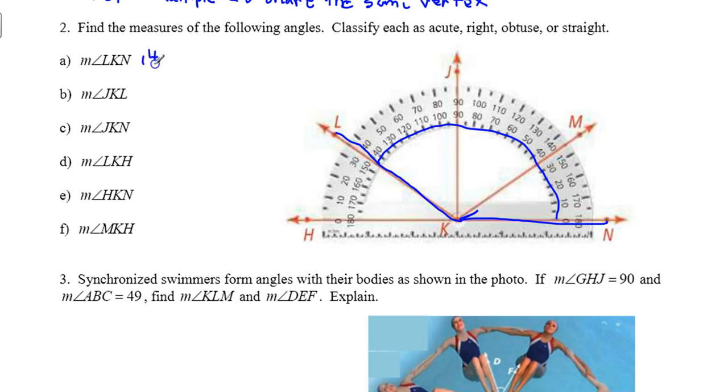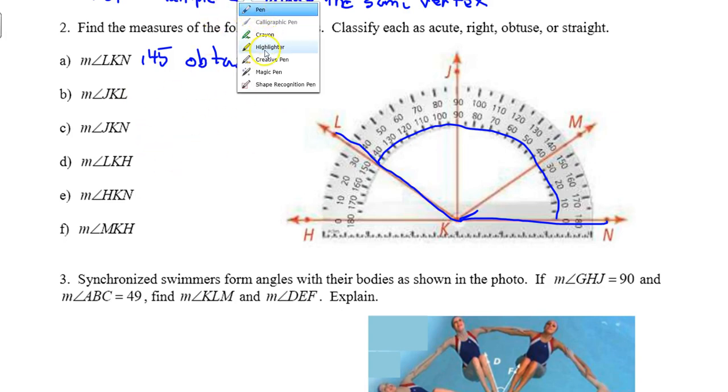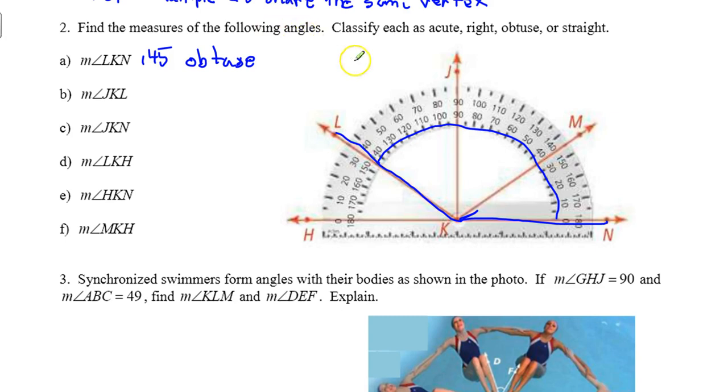So that would be 145, which would be an obtuse angle. It's greater than 90, less than 180. Okay, I'm going to grab a highlighter here. Angle JKL. So if we go JKL.